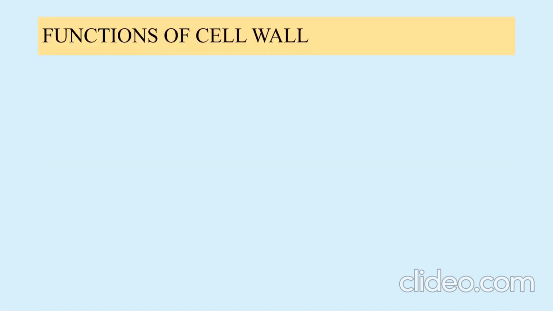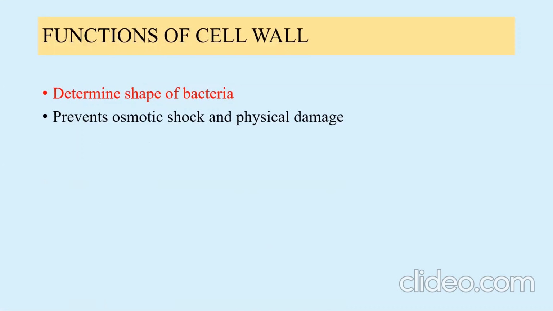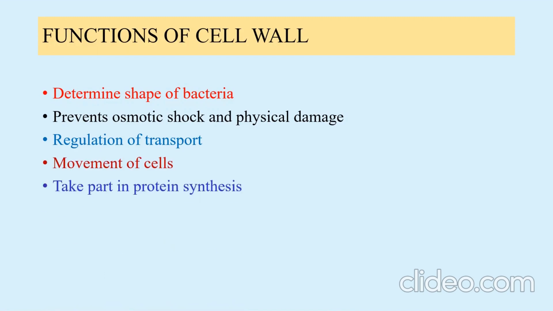Now about the functions of cell wall. Cell wall determines the shape of the bacteria. The cell wall prevents osmotic shock and physical damage. It regulates the transport of material in and out of the bacteria. It helps in movement of the cells. It takes part in protein synthesis, and some antibiotics affect it directly like penicillin, and it also helps in mineral storage.